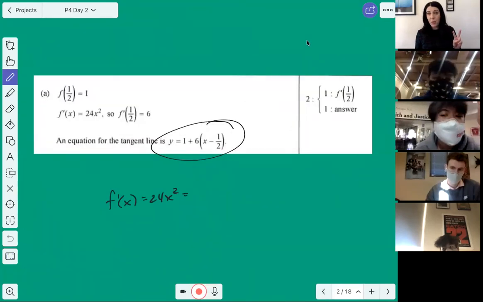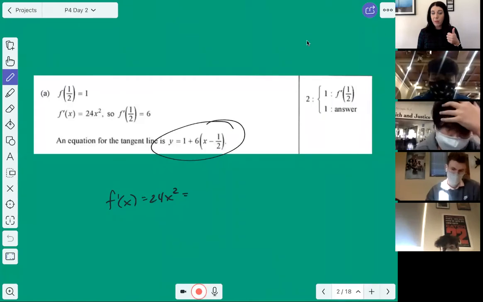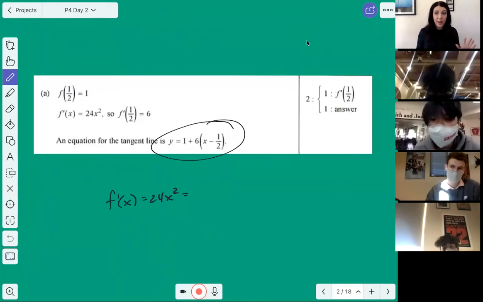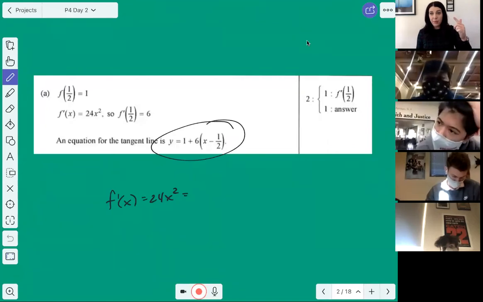That is worth the second point. So 1 point for f prime of 1/2, provided you have f prime of x. And if you didn't get that, you cannot get the second point, no matter what. Okay. So that second point relies on the first point. Okay, and this problem is out of 2 points. Any questions on this?